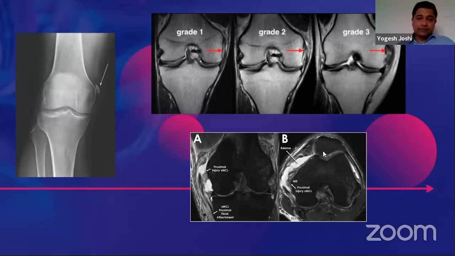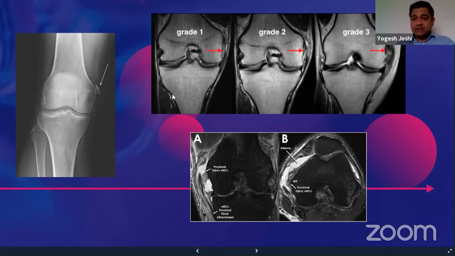Now, imaging on X-rays, it's quite uncommon to see anything with MCL injuries. Sometimes you can see avulsion fractures of the medial epicondyle along with the MCL injuries, but it's very uncommon. If it's a chronic injury, you see calcification at the origin on the medial femoral condyle, and this is called the Pellegrini-Stieda lesion, which is basically a healed MCL injury.